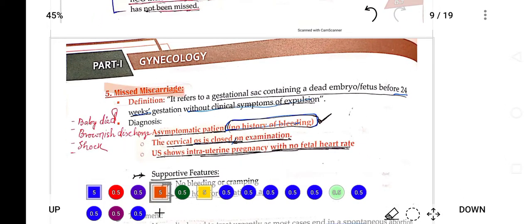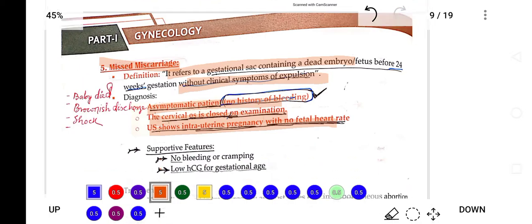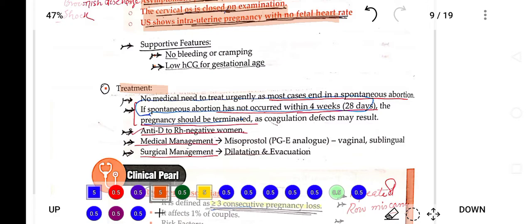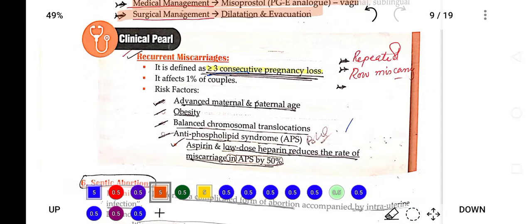Now the another type is missed miscarriage, in which the gestational sac contains a dead embryo, dead fetus, and there will be no symptom of expulsion. It is an asymptomatic condition, and the cervical os is closed. Ultrasound shows intrauterine pregnancy with no fetal heart sound. So in this way, this type of miscarriage presents. Treatment will be medical treatment with anti-D antibodies, and management will be misoprostol sublingual, and dilation and evacuation is the treatment of choice for this type of miscarriage.